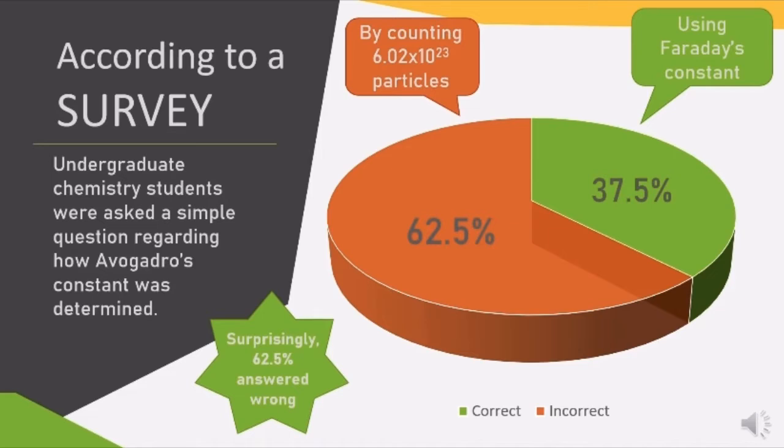A survey was carried out in which undergraduate chemistry students were asked a simple question regarding how Avogadro's constant was determined. They were given two options: either by counting 6.02 × 10^23 particles or by using Faraday's constant. Surprisingly, 62.5% answered wrong. They thought it was done by counting the particles.